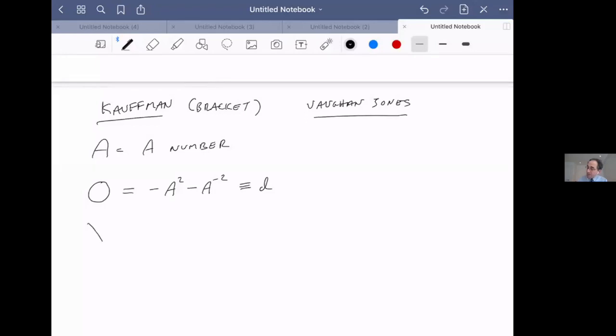If you have a picture of a knot where two strings cross over each other like this, we can then replace that picture with a sum of two pictures. So the first picture has the two strings going vertical, and the second picture has the two strings going horizontal. And we also give coefficients out front of A and A inverse, okay?